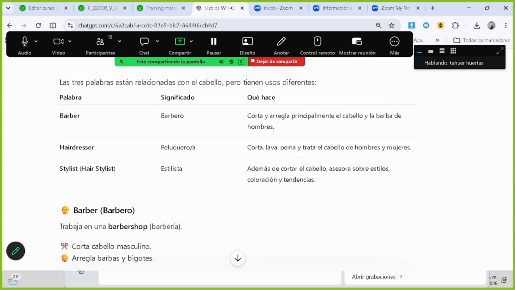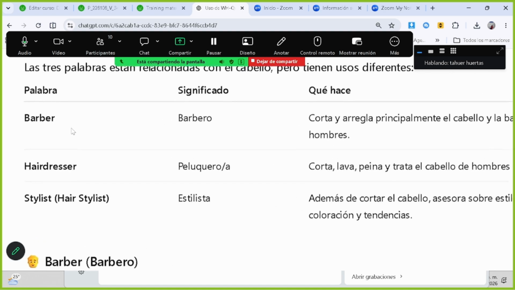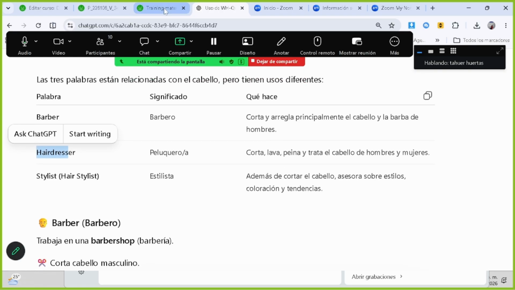Oh, look, this is the difference. The barber, he cuts the hair and the beard. The hairdresser, he cuts, he washes, he combs, and treats the hair. The stylist, he works with the styles for the hair. Okay, so this is the difference. So I think the correct word is hairdresser. Yeah. Okay, hairdresser.